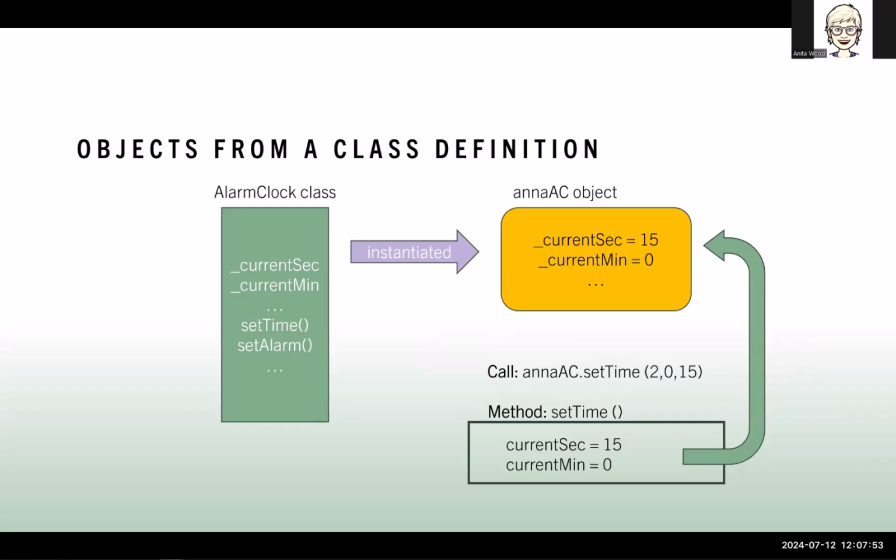More importantly, the variables the method uses are the ones specific to the object. The developer will call setTime, which modifies the hour, minutes, and seconds for Anna's alarm clock, by using the method call shown here. In the setTime method, the variables that are modified are the ones associated with Anna's alarm clock, the current second and the current minute.